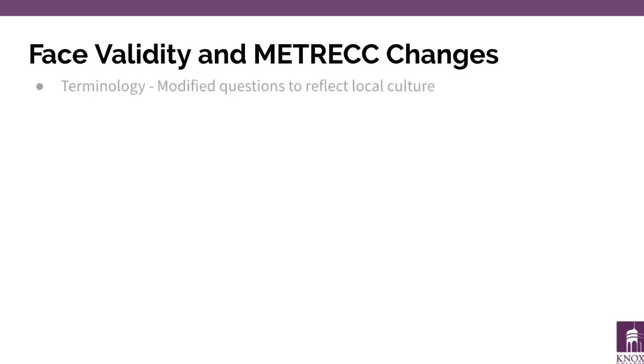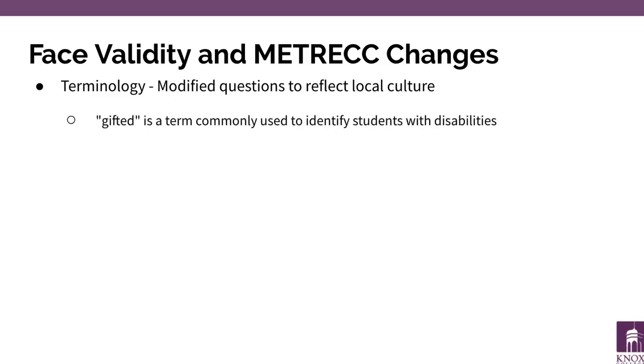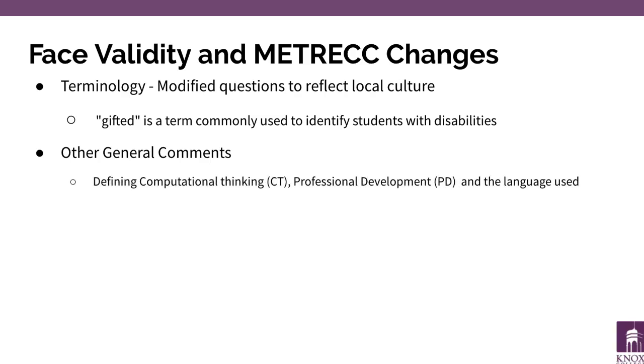We looked at terminologies used in the original survey, such as gifted, which is a term commonly used to identify students with disabilities in South Asia, whereas the original survey used it to describe students in the top percentile. We also looked at other definitions that might be interpreted differently, such as computational thinking and professional development, and explicitly defined them within the survey.